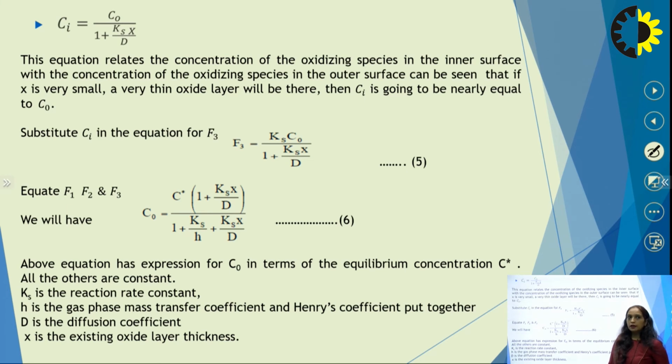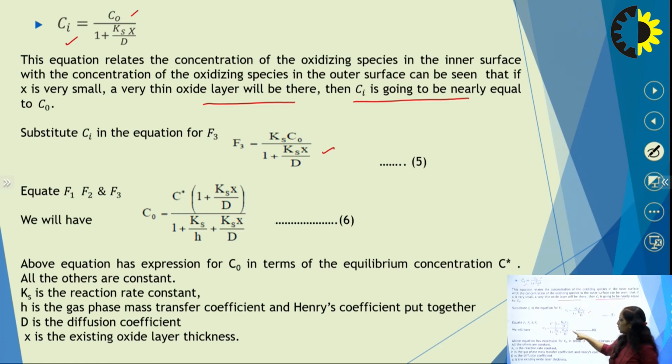Now this equation relates the concentration of oxidizing species at the inner surface to the concentration of oxidizing species at the outer surface. If the value of X is very small, a very thin oxide layer will be there, and then Ci is going to be nearly equal to C naught. So substitute the value of Ci in equation F3, and equate F1, F2 and F3.